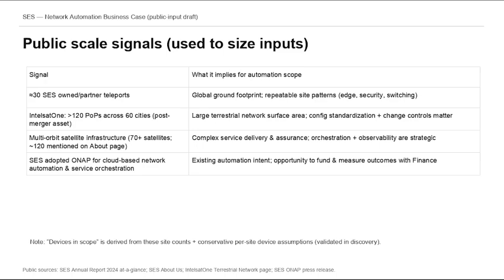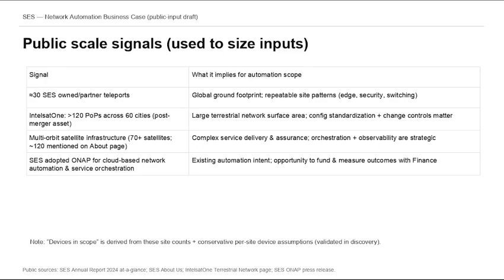The other thing we have is Intelsat 1, which is more than 120 POPs across 60 cities post-merger assets. So what that implies for the automation scope, we've got large terrestrial network surface area, config standardization, and change controls matter. Then the signal, we've got multi-orbit satellite infrastructure, about 70 plus satellites mentioned, and around 120 mentioned on the about page. So this implies complex service delivery and assurance. Orchestration and observability are strategic.